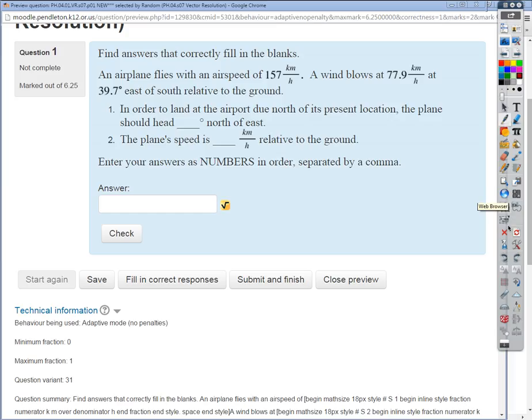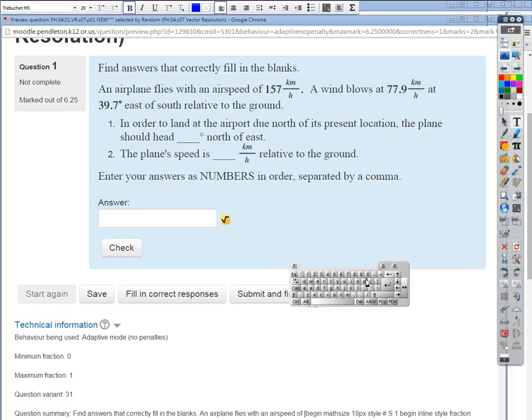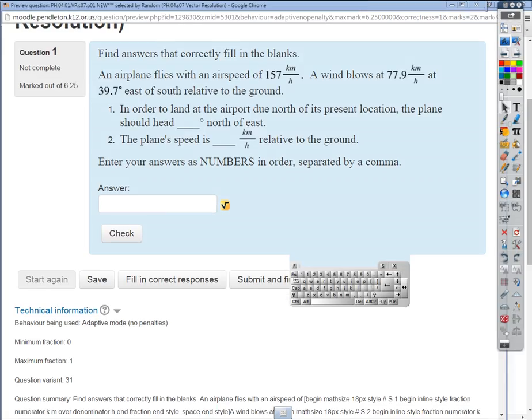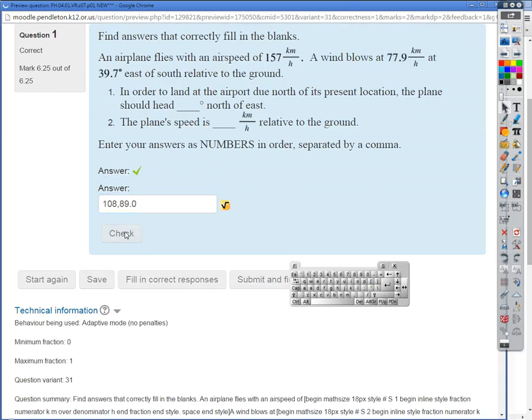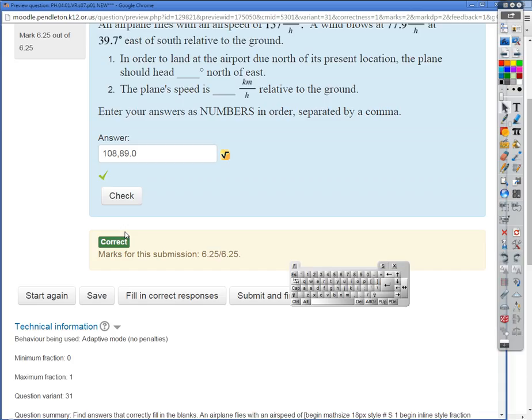Do you remember what the first one was? 108. That's pretty cool. 108, comma. Nothing's happening. What's going on? 108, comma, and then what was the last one? 89. Because it was 88. Got it.